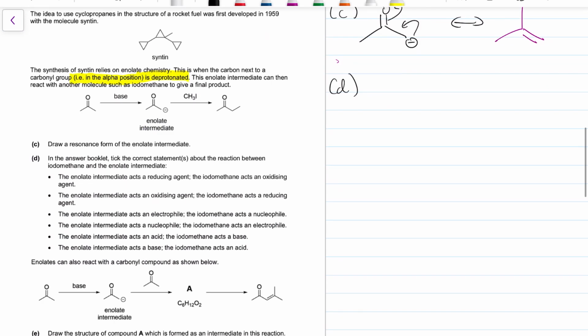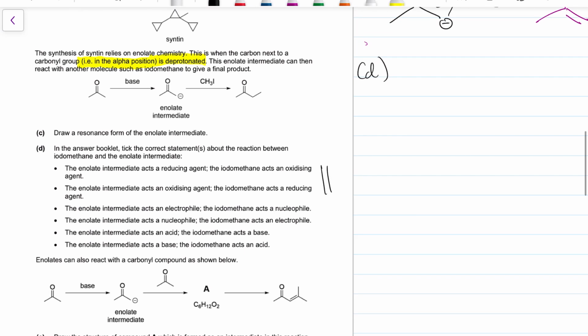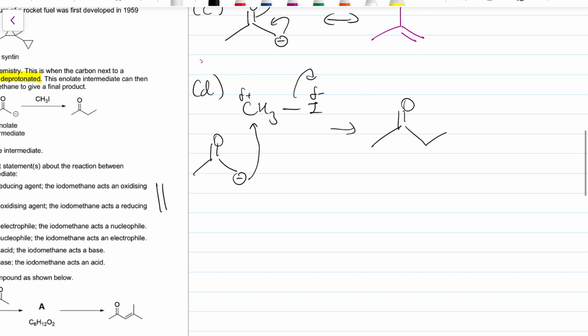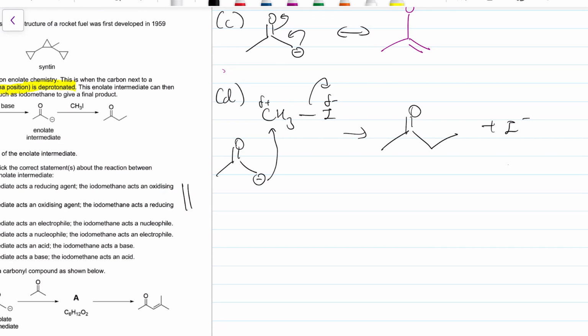Part D: take the correct statements about the reaction between iodomethane and the enolate intermediate. So the first one's talking about a redox. Well, if we take this molecule here and we assign oxidation states, most electronegativity tables have iodine being the more electronegative. So we'd have iodine in the -1 oxidation state. And then when we break this bond, because we're doing effectively a nucleophilic substitution reaction here, this carbon is going to attack this carbon, and we're forming this and also I minus. The I minus is also in the -1 oxidation state, so no redox happens.